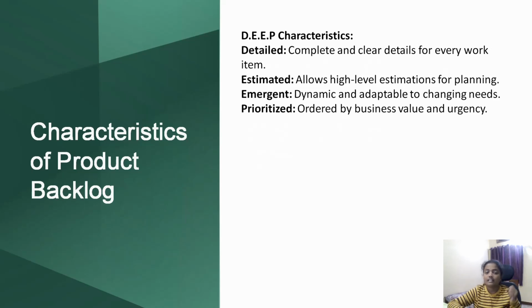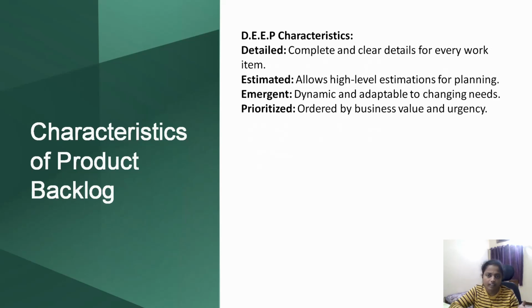That is the reason there are high chances we may add something, we may remove something, we may actually modify some of the details, not completely add or remove, but modify some of the details. And also there are high chances a particular work item itself may become invalid. So this is emergent. So it's completely dynamic in nature.